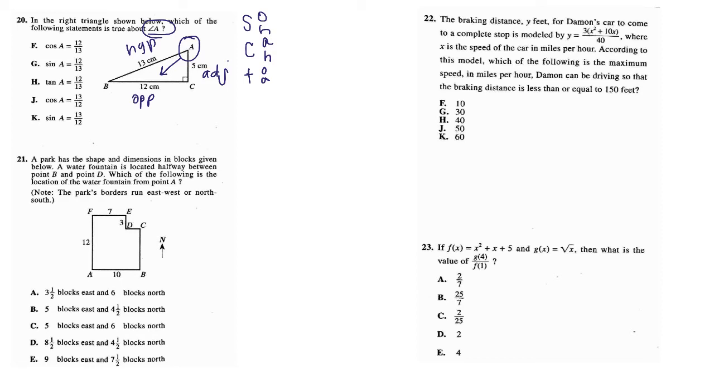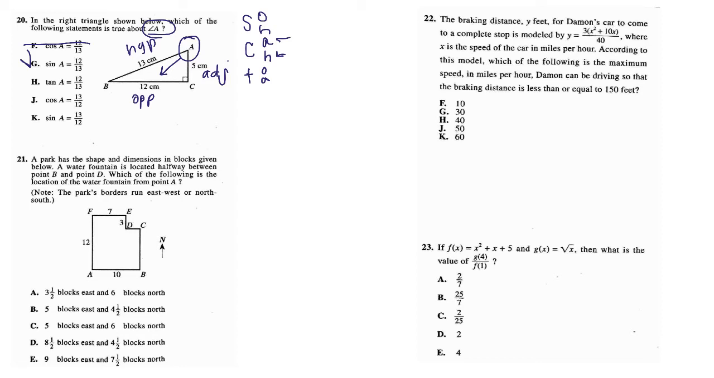So it's saying cosine of A. Remember, cosine has to be adjacent over hypotenuse. So if that's the case, then we should have 5 over 13, and we don't. So let's look at G. Sine of A is 12 over 13, and notice that does fit. That's going to be opposite over hypotenuse, so there's my correct answer. It is G.